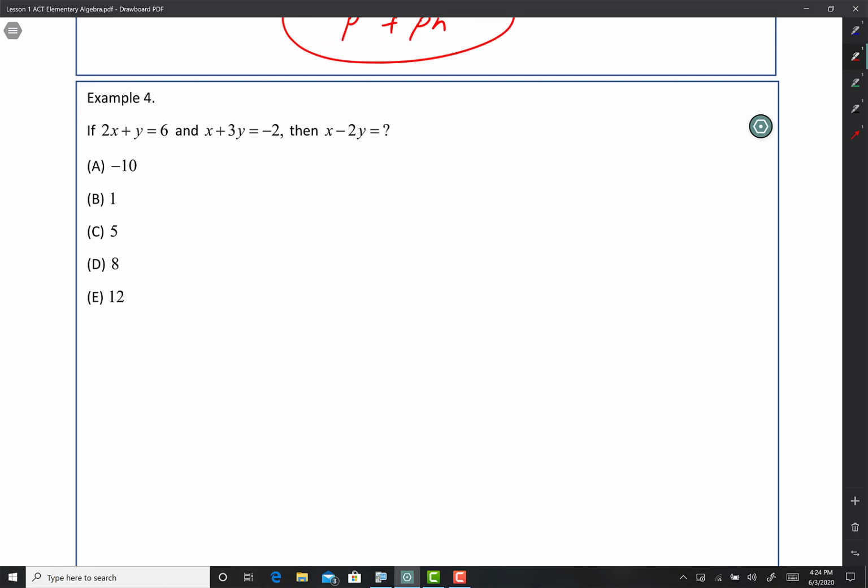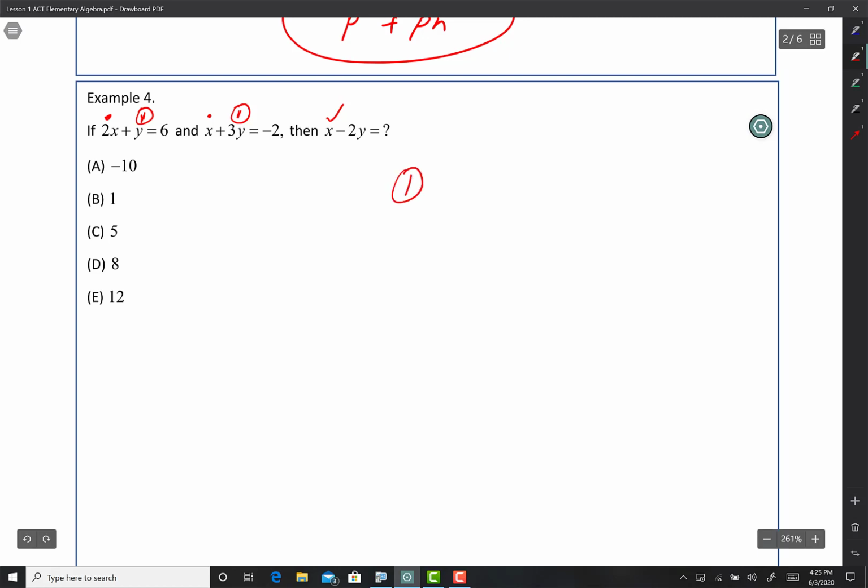All right, so we have here a traditional type of question. 2x plus y equals 6, x plus 3y equals negative 2, then x minus 2y equals, okay. Here's what I'm noticing. I have a 2x and I have an x. If I subtract 2x minus x, you get x. And then I see a y and a 3y. If I subtract 1 minus 3, you're going to get a negative 2y. Do you guys see that?